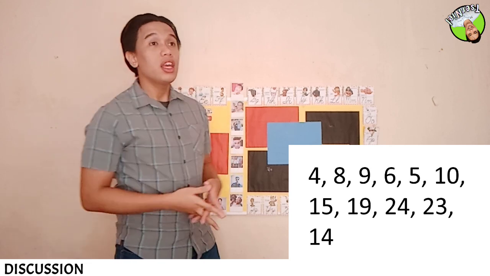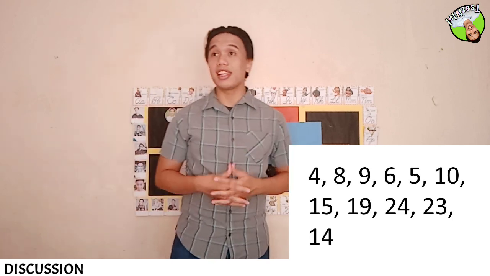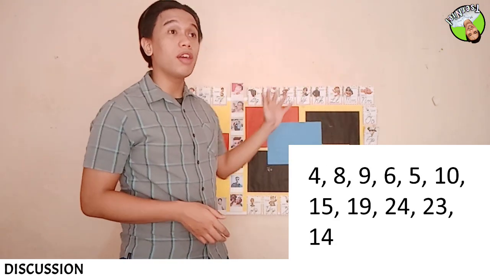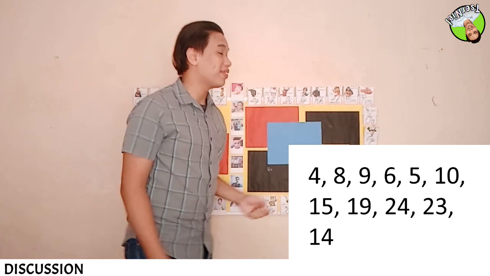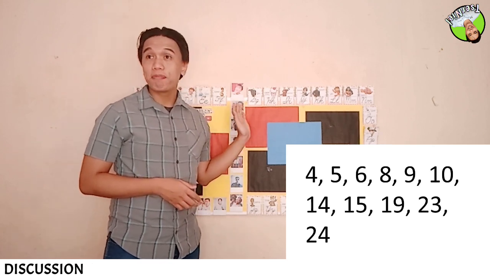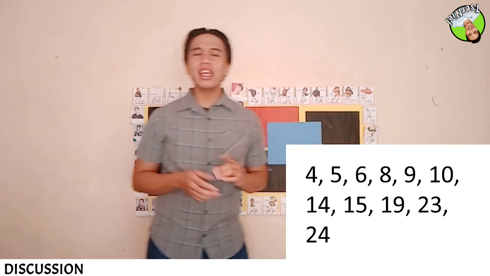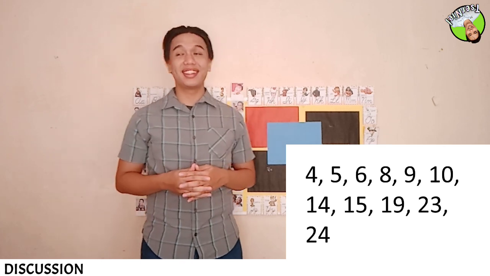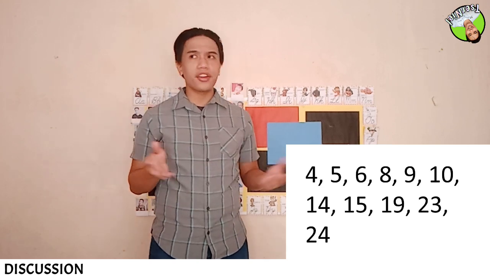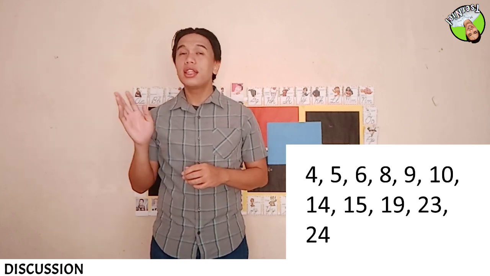That is correct. Now, using your show me boards or illustration boards, I want you to write the numbers properly from smallest to biggest. Now, who can write the proper arrangement of the numbers on the board? Yes, JM. Are the numbers arranged properly? Excellent. Now, since the numbers are arranged properly, what do you think is the middle number in the set? Yes, JB. The middle number is 9. Are there other answers? Yes. The middle number is 10.